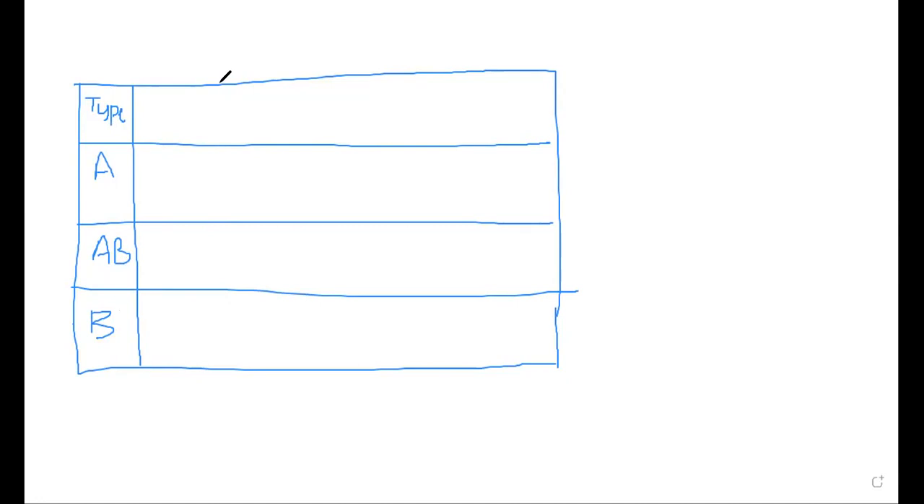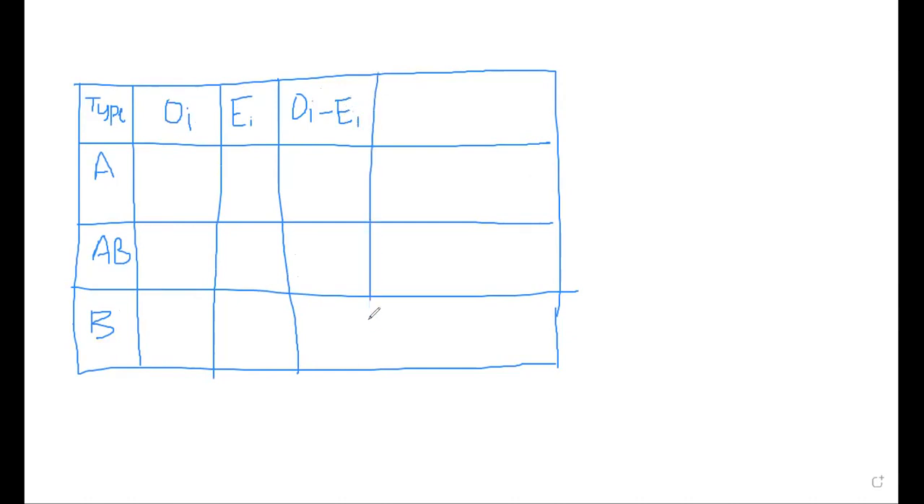Then what is the next column? The observed frequency, OI. Then the expected frequency, EI. Then you have to calculate OI minus EI, observed minus expected frequency. Then observed minus expected frequency, the whole square, and finally OI minus EI, the whole square, divided by EI.